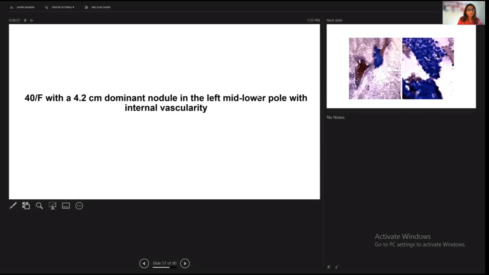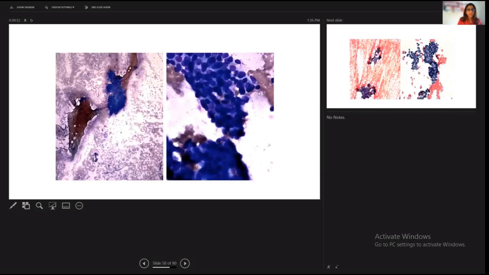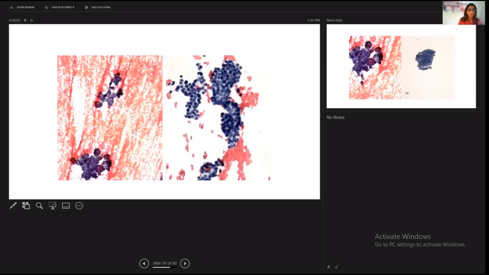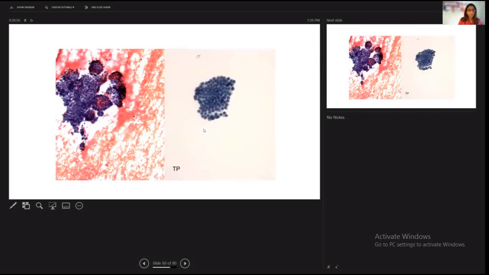So let's start with the case: a 40-year-old female with a 4.2 cm dominant nodule in the left mid-lower pole with internal vascularity. And this is the nodule that we're considering. There's almost a very microfollicular look. There's this huge chunk, and you can see there's a lot of cellularity in the background that is definitely obscured by blood, but it is there. These are very tightly aggregated, some of them have a little bit of a syncytial appearance, and many of them tend to look very microfollicular.